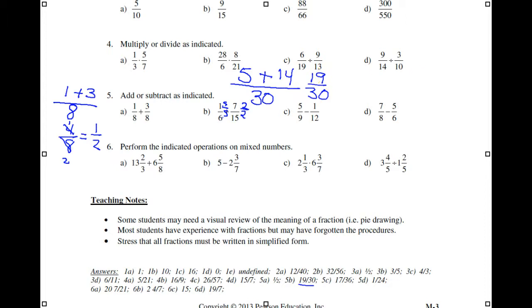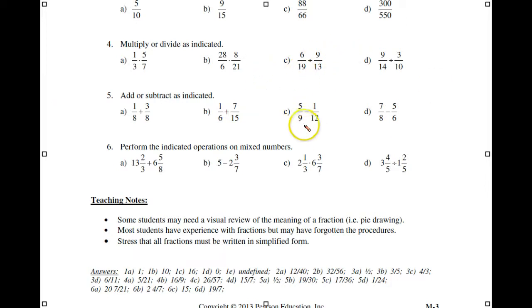Okay, now we'll do some subtraction. Again, we're looking for a common denominator, and we're looking for a strategy to do it. So 9 and 12. And again, if you know your multiplication tables, that helps.